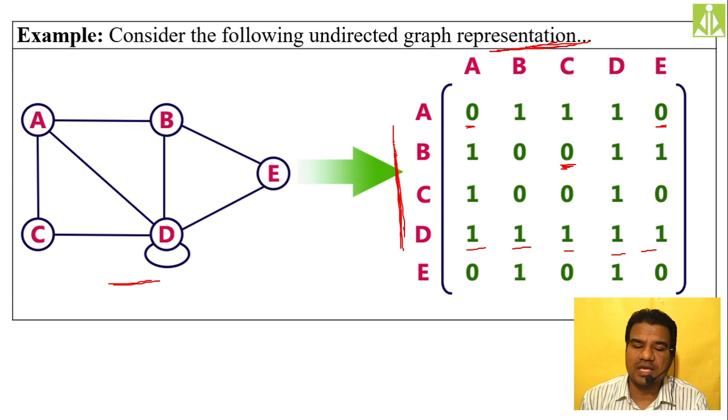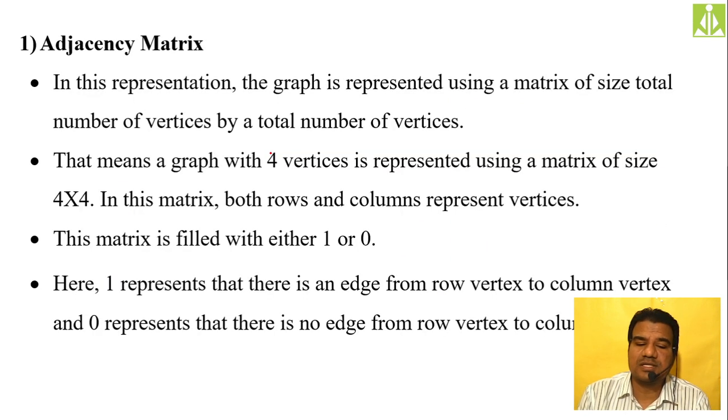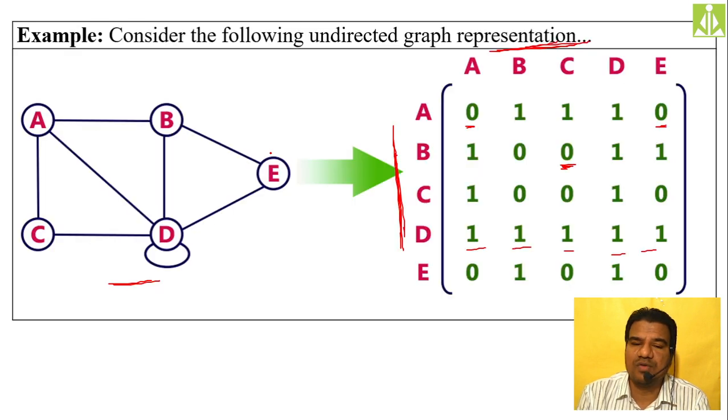Okay, then we have E. From E to A we don't have anything, 0. E to B we have direct link, 1. E to C nothing, 0. E to D 1. E to E 0. So like that you can do the adjacency matrix. Okay, adjacency matrix only, this one. The first one, how we can draw the adjacency matrix from the graph, I have shown.